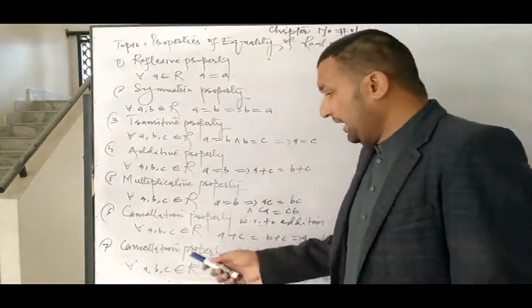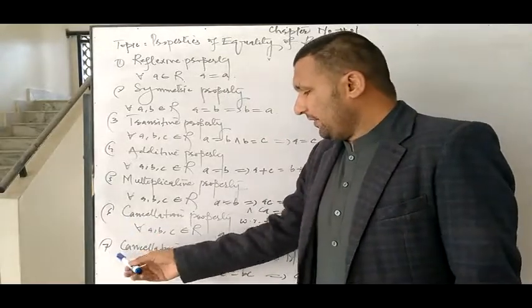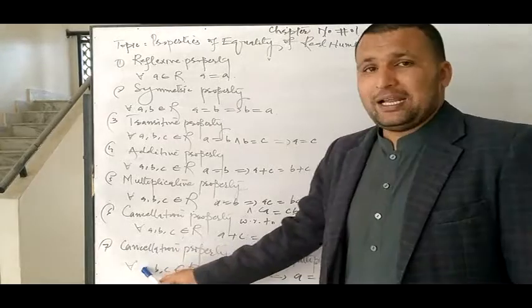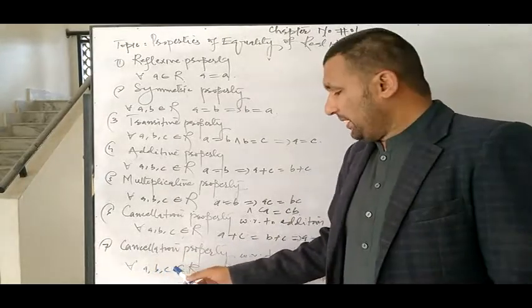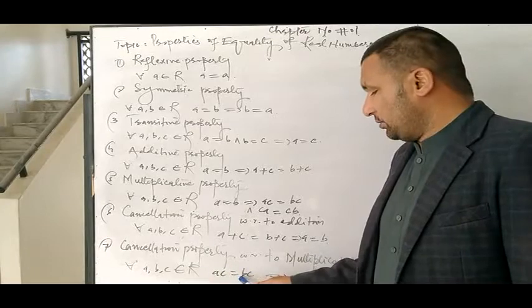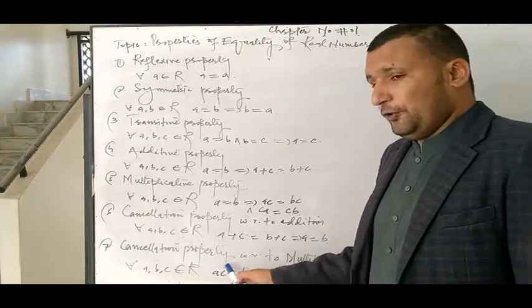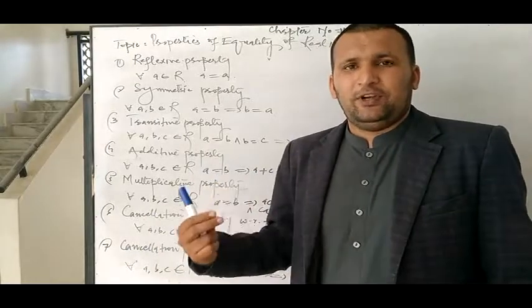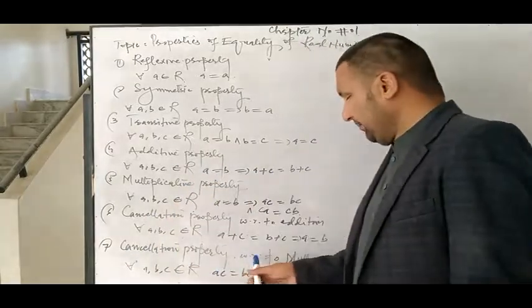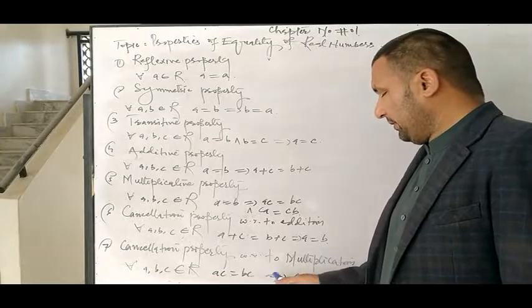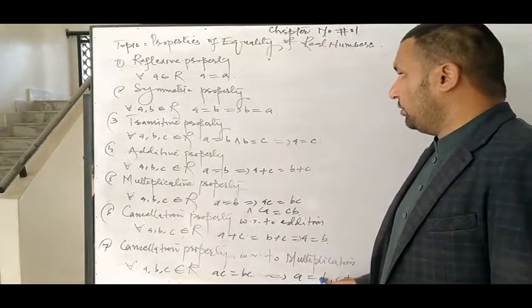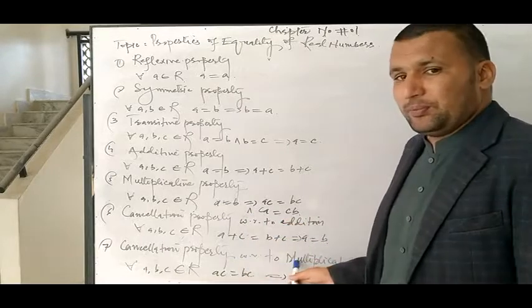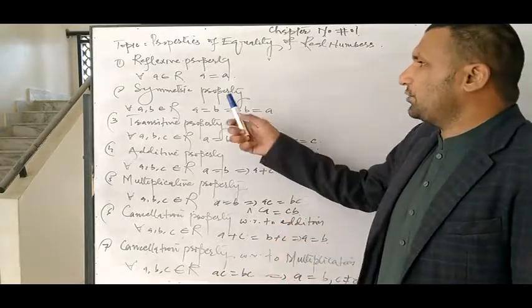Number 7, the cancellation property with respect to multiplication. For all a, b, c belongs to real numbers, ac is equal to bc. It means if we multiply c with the left hand side and right hand side, a and b, and we cancel the value c, then a is equal to b.